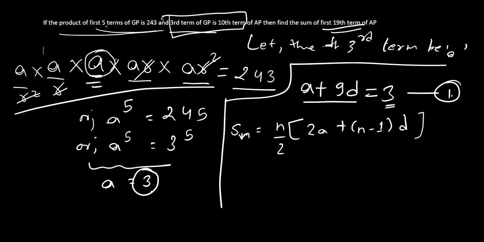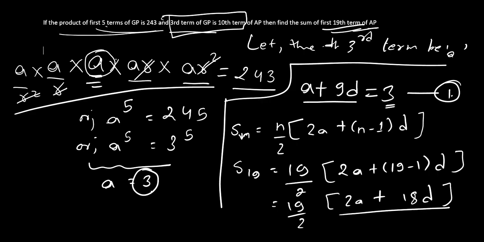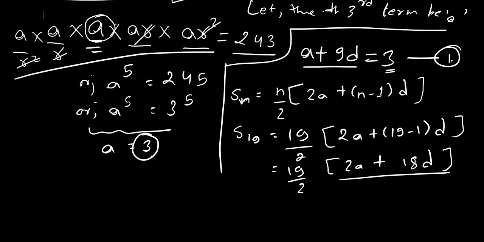Now, as it says 19 terms of AP, we are using the formula of AP. So n will be 19, so 19 by 2, bracket close, 2a plus (19 minus 1) times d, and it would be 19 by 2, 2a plus 18d. Now we'll take 2 common from here. As we take 2 common, it will be 19 by 2, 2 is common, a plus 9d, because 2 is taken as common.